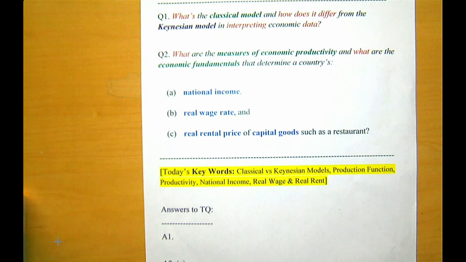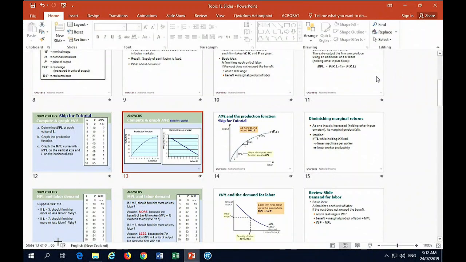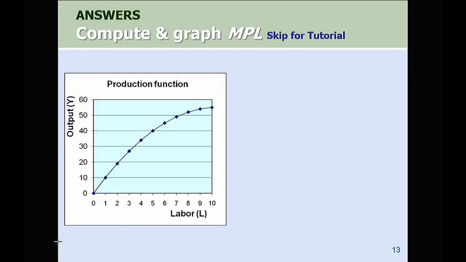So before we do that, we're going to answer the second question, measures of economic productivity, and what fundamentals determine these three things, right? So before we go there, I'm going to just remind you quickly what we did last time. I'm going to bring up this production function. Okay, so that's the production function, right?